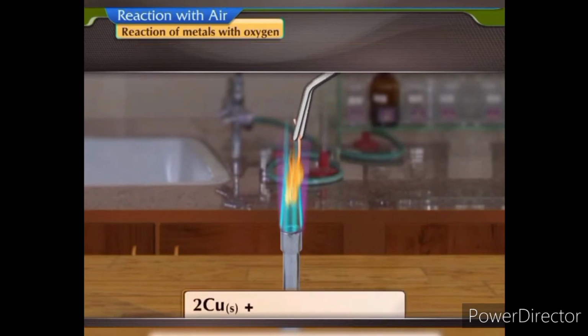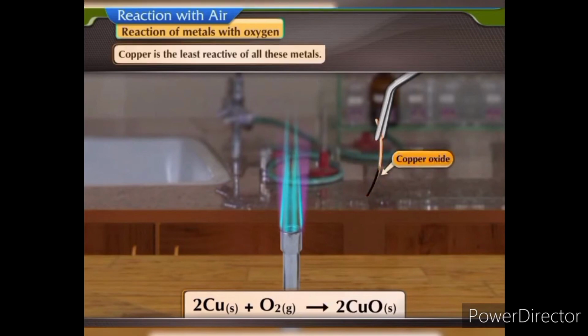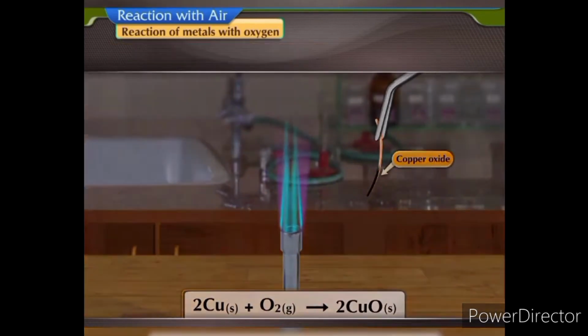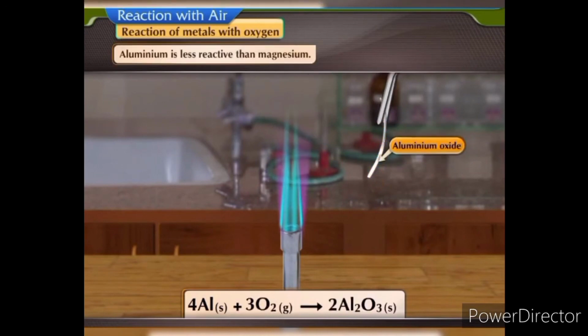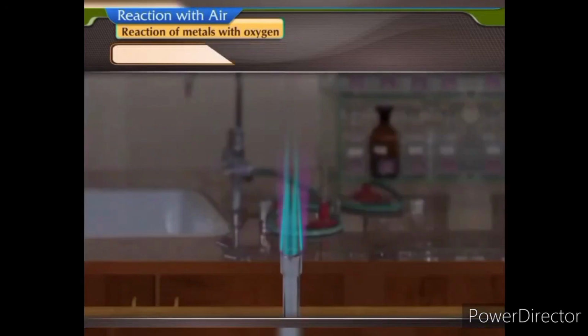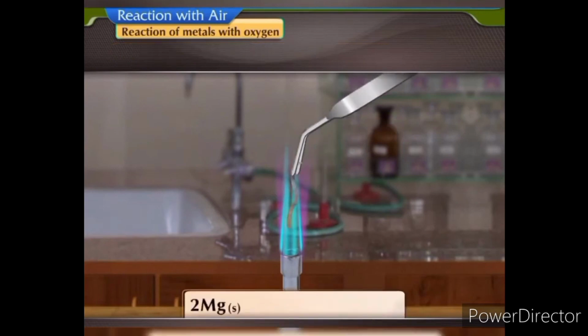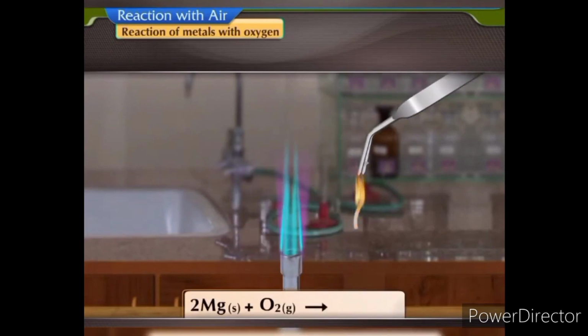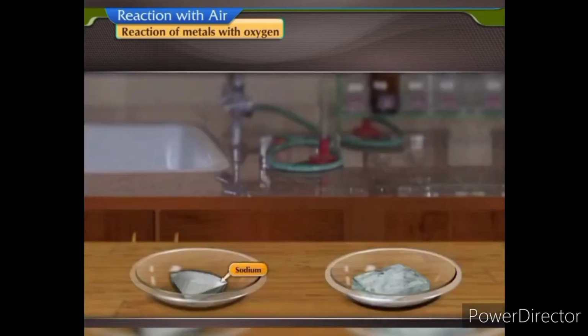Copper, on heating for a long time in air, forms a black layer of copper oxide. Copper is the least reactive of all these metals. Aluminium reacts with oxygen in air to form a thin layer of aluminium oxide. It is less reactive than magnesium. Magnesium does not react with oxygen at room temperature. On heating, magnesium reacts with oxygen in air and burns vigorously, producing intense heat and light to form a white powder of magnesium oxide. Sodium and potassium are highly reactive metals.